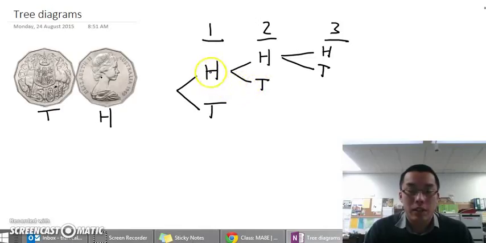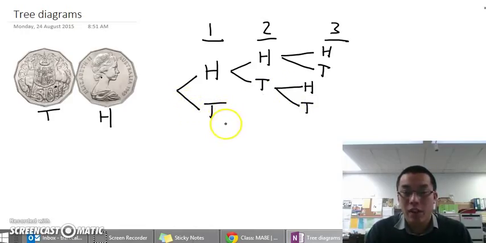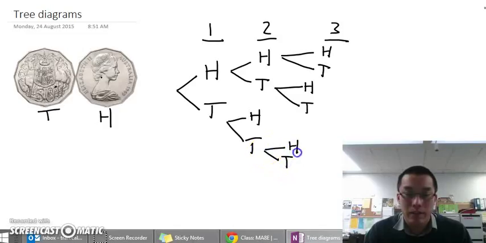So we flipped heads first, we got tails secondly. We flip it one more time, we can also get heads or tails. Let's say our first flip we got a tails. So after we flip it again, we can also get a heads or a tails again. So we draw in a tree diagram like this. And then after we flip tails twice, we can also get a tails or a head. And here we can go heads or tails.